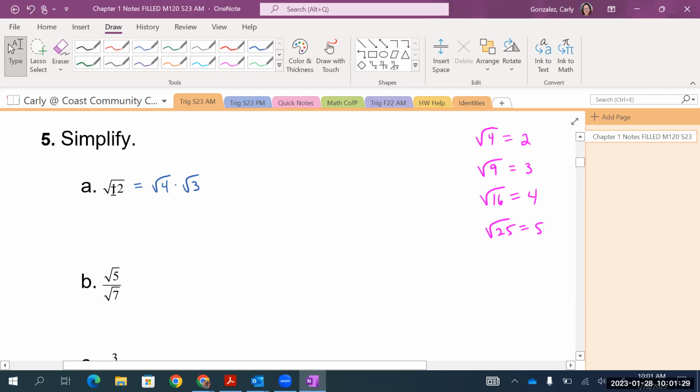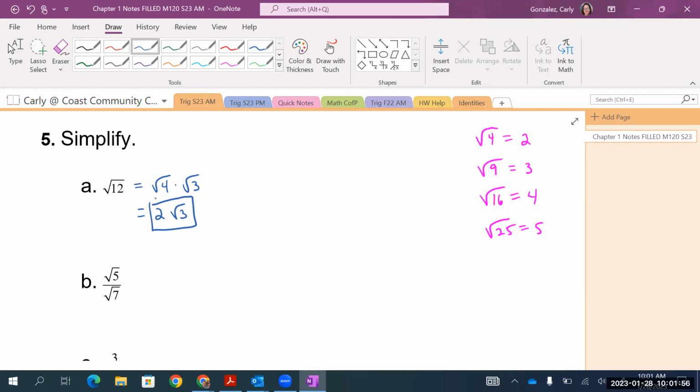So I have the square root of 12 is the square root of 4 times the square root of 3. And now I can evaluate the square root of 4, and the square root of 4 is just regular 2. So now I have 2 radical 3. And this here is the simplified version of the square root of 12.